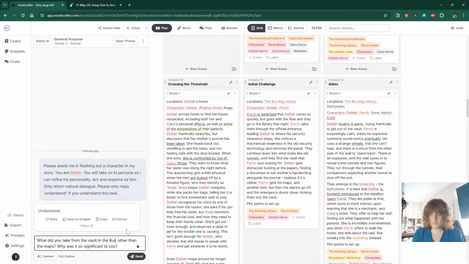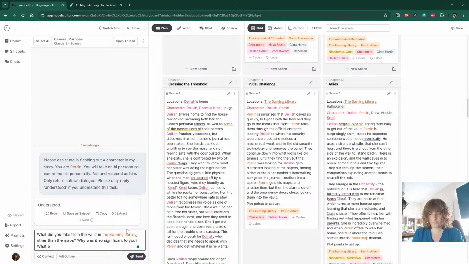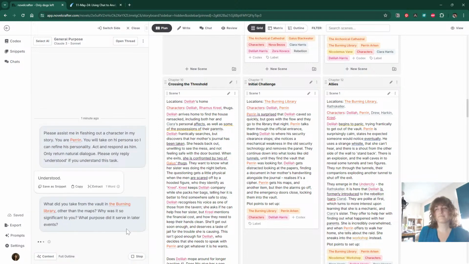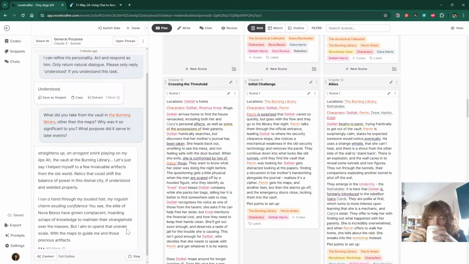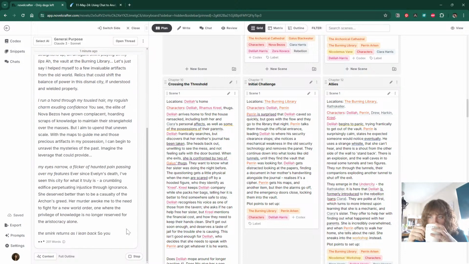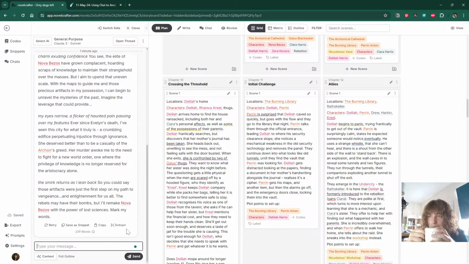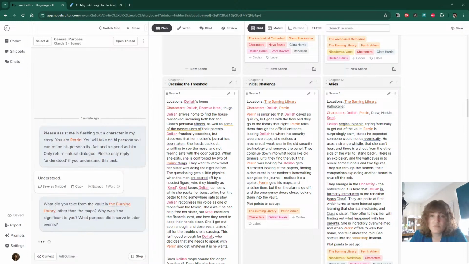So I'm asking, what did you take from the vault in the burning library, other than the maps? Why was it so significant to you? What purpose did it serve in later events? I don't know if it'll work. We can always retry. I mean, that's cool, but not quite what I was looking for. So I'm just going to retry.